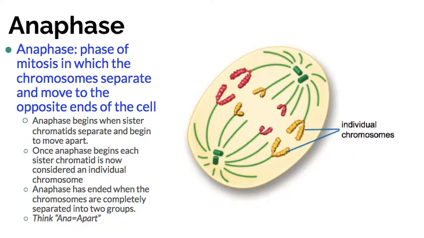Next up, we have anaphase, and that's the phase of mitosis in which chromosomes separate and move to opposite ends of the cell. Anaphase begins when the sister chromatids separate and begin to move apart. Once anaphase begins, each of the sister chromatids is now considered an individual chromosome. Even though they're now separated and not that X shape they were, this is still considered a chromosome. Anaphase has ended when the chromosomes are completely separated into two groups. Whenever you see anaphase, think apart: the chromatids moving apart, becoming their own individual chromosomes.